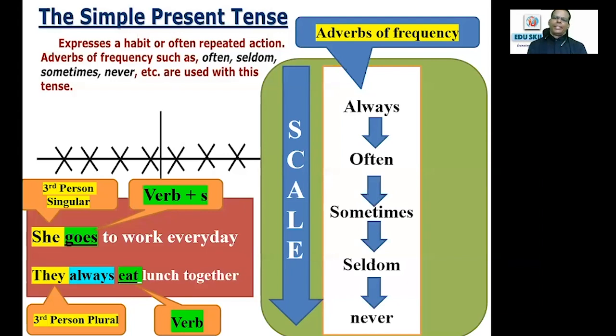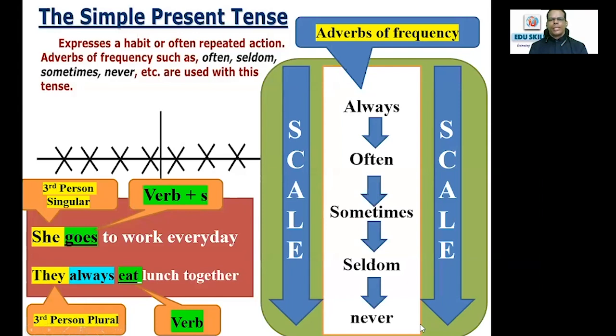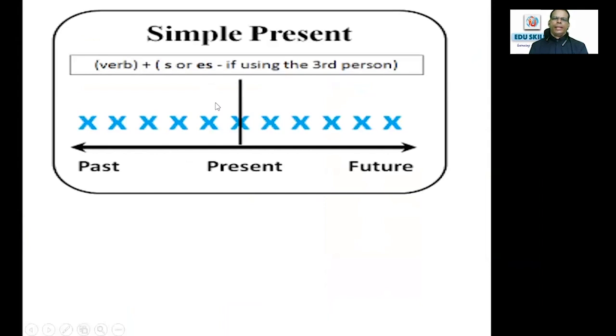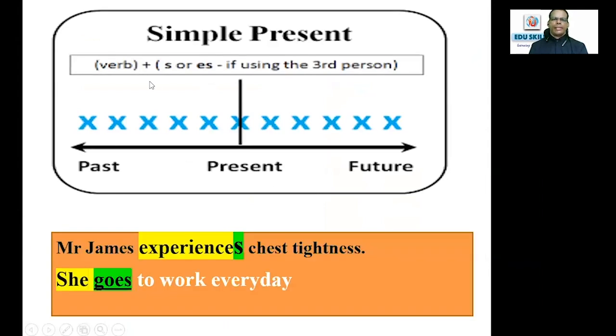So you see the scale coming. Always means not often, often means not sometimes, sometimes means not seldom, seldom means not never. So the scale, from the top to bottom, becomes just the contrast, the opposite. So this is the whole process. And in simple present tense, as I said, third person singular will go with the verb, and S or ES will be added depending on the verb format. Mr. James experiences chest tightness. She goes. Go becomes goes to work every day.